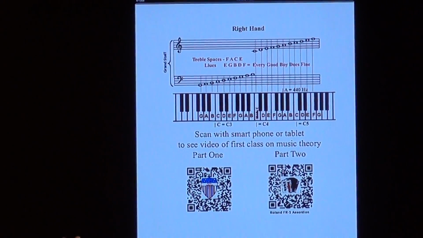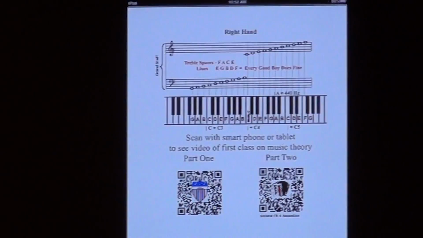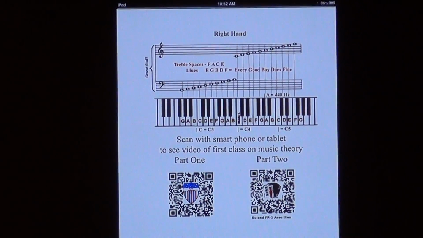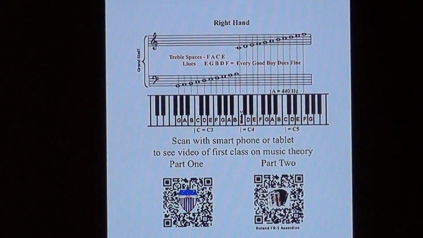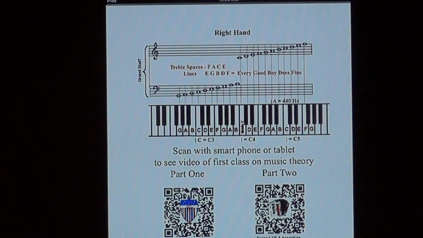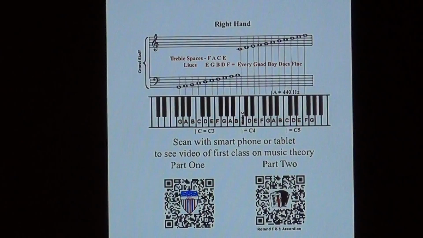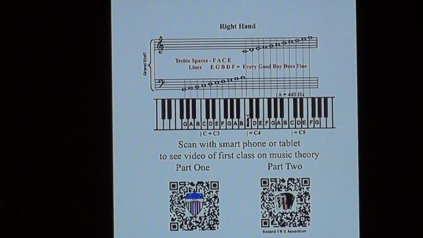Mnemonic to remember that. It's written down on your handout there. The spaces are F-A-C-E, so that's very easy to remember. Face. Anytime you look at a space, say to yourself, F-A-C-E. If it's the first space, it's F. Second space, it's A-C-E. The lines are Every Good Boy Does Fine. Every Good Boy Does Fine.